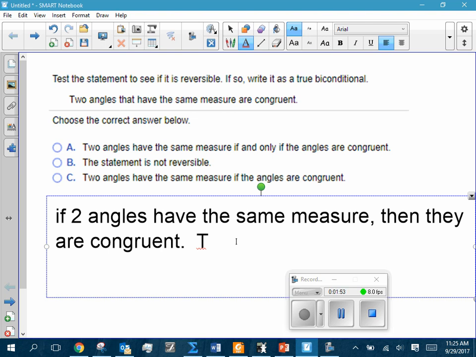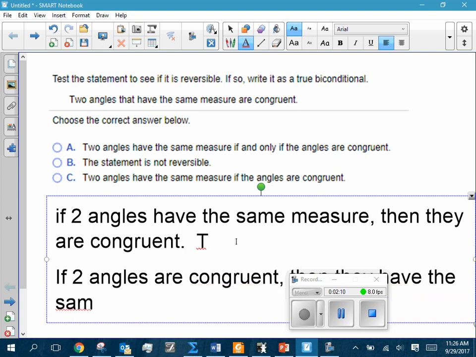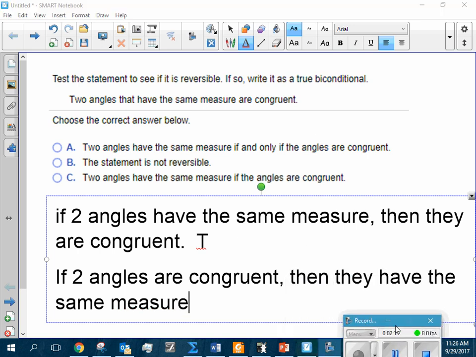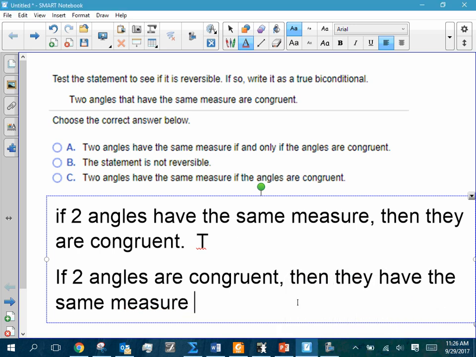And we can always reverse it. But does that reversing create a true statement? That's the question we're asking. So I'm gonna come up with a converse. It says if 2 angles are congruent, then they have the same measure, right? Would you agree that that is a true statement? That is a true statement.